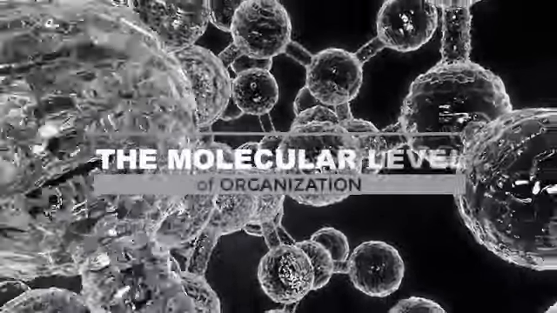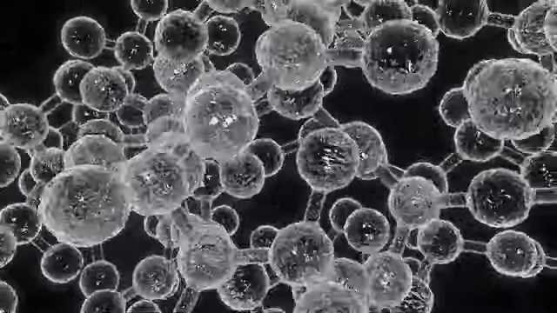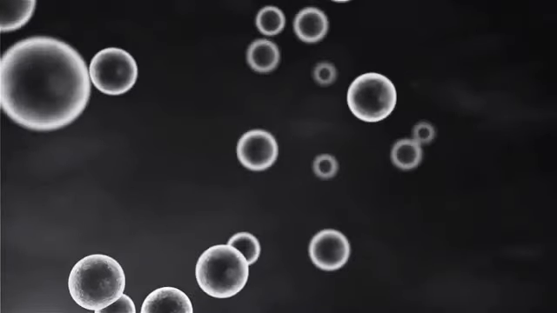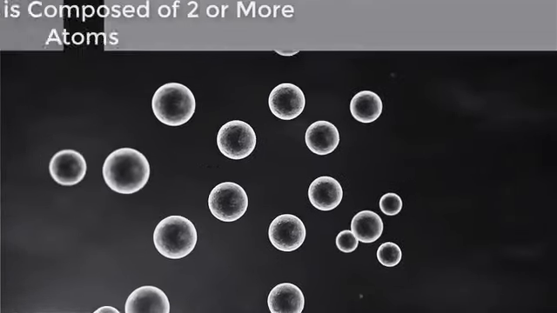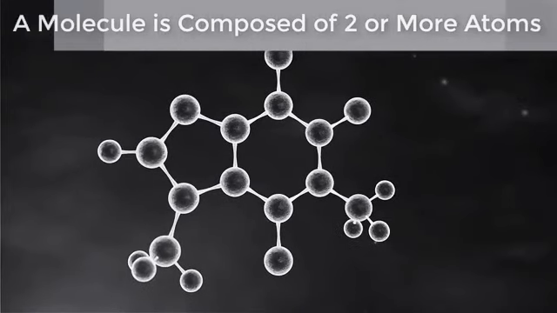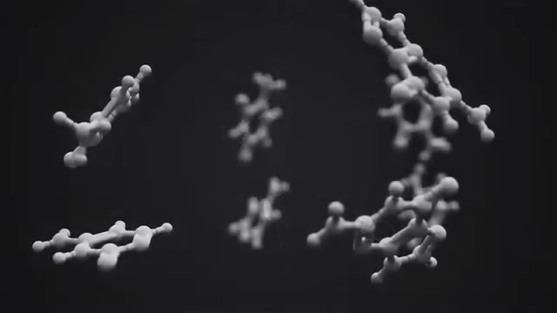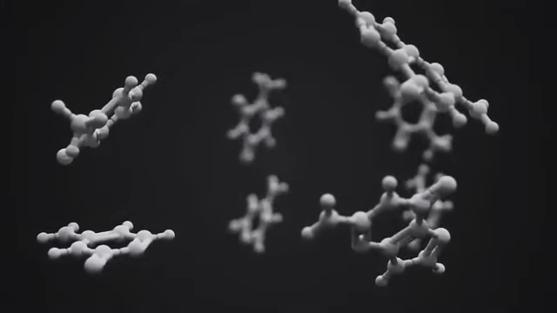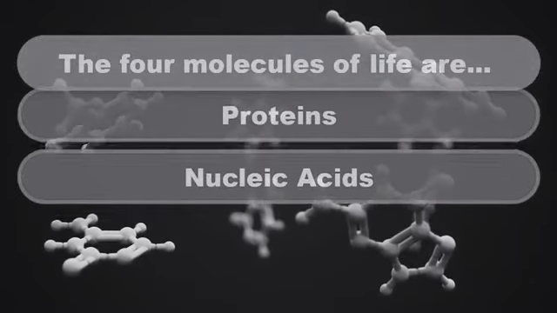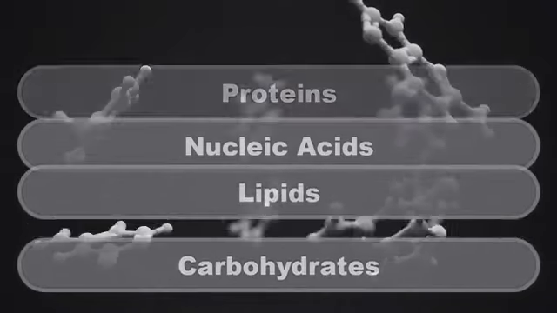At the molecular level of our anatomical organization, atoms come together forming molecules. A molecule is composed of 2 or more atoms bound together. Smaller molecules can combine with one another to form the large macromolecules needed for life to exist on our planet. These are proteins, nucleic acids, lipids, and carbohydrates.